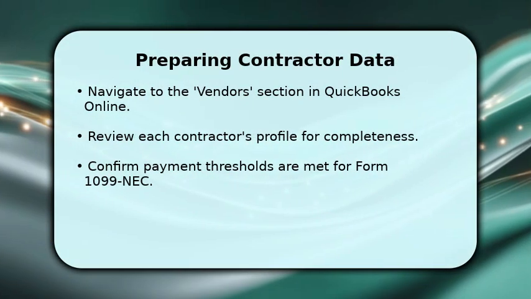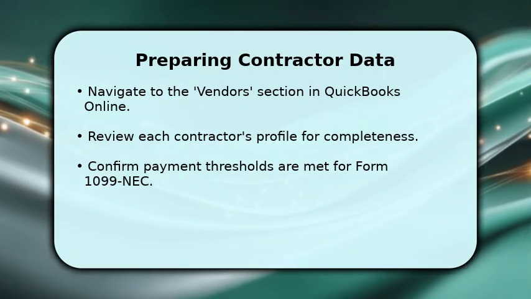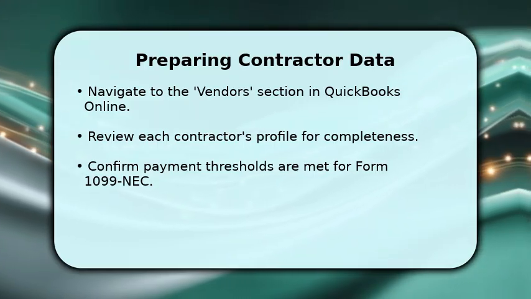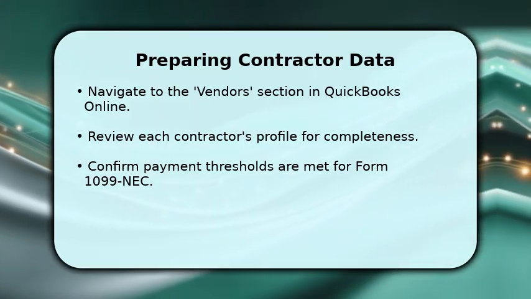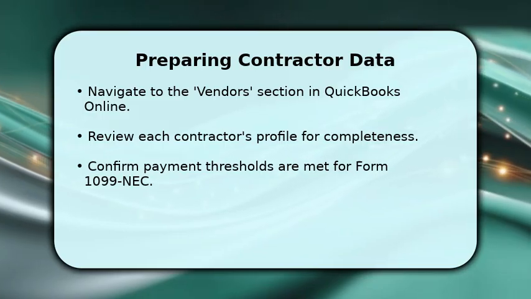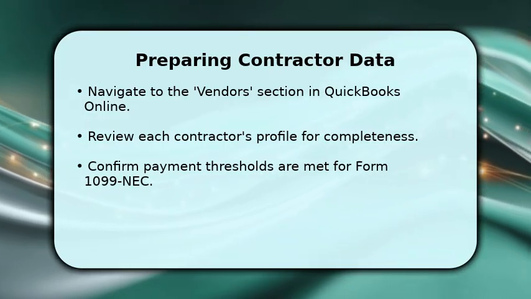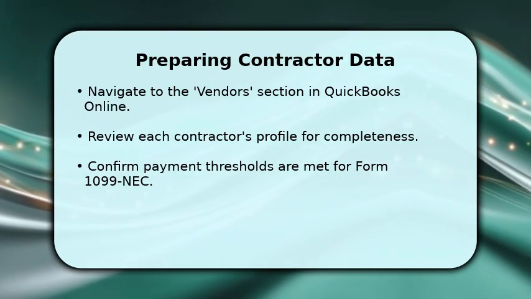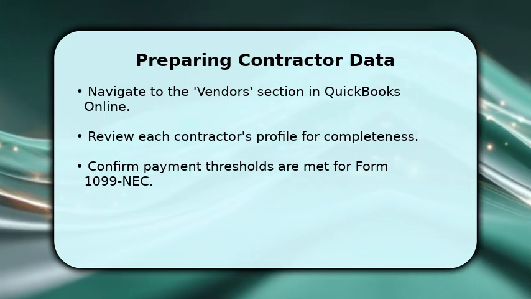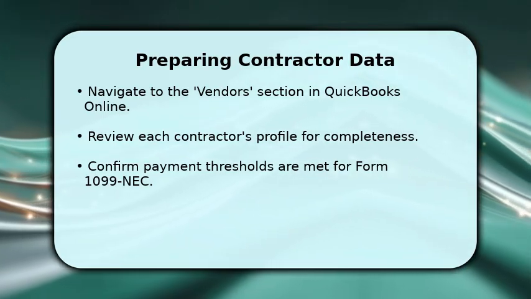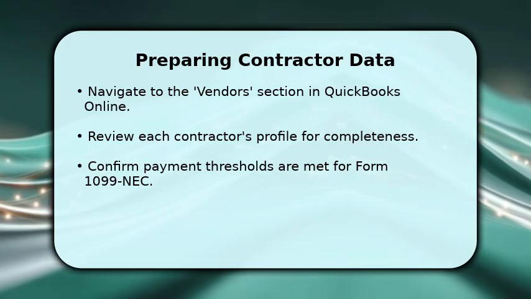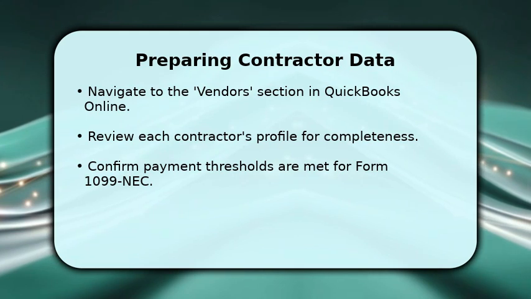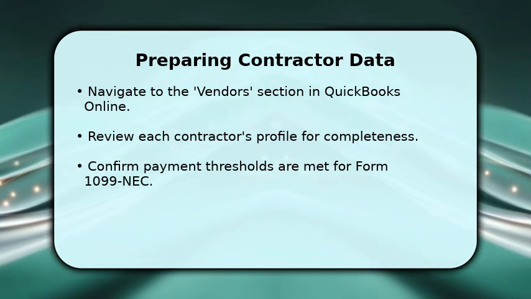To prepare your contractor data, begin by navigating to the Vendors section within QuickBooks Online. Here, you'll meticulously review each contractor's profile to ensure all necessary information, such as their name, address, and tax identification number, is complete and accurate. Confirm that the total payments to each contractor meet or exceed the $600 threshold for Form 1099 NEC. Any missing or incorrect details should be updated immediately to avoid delays.